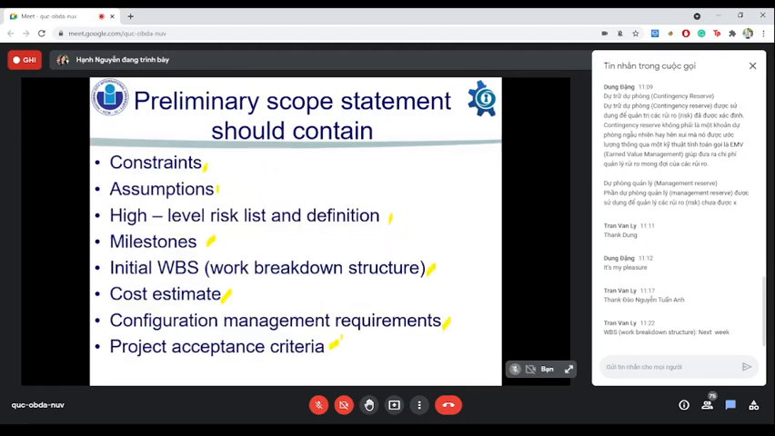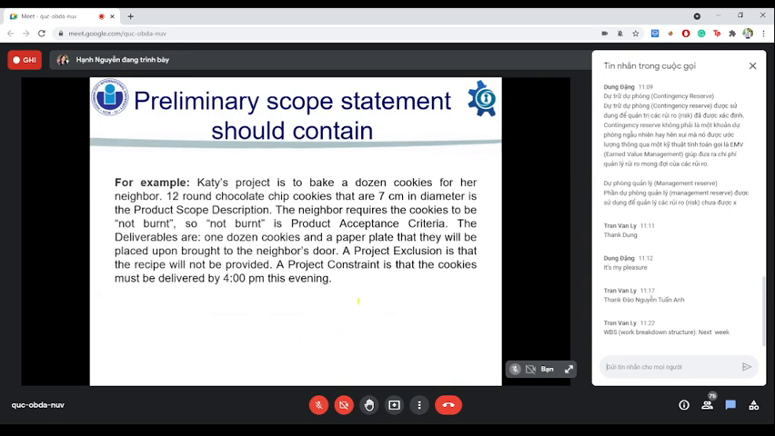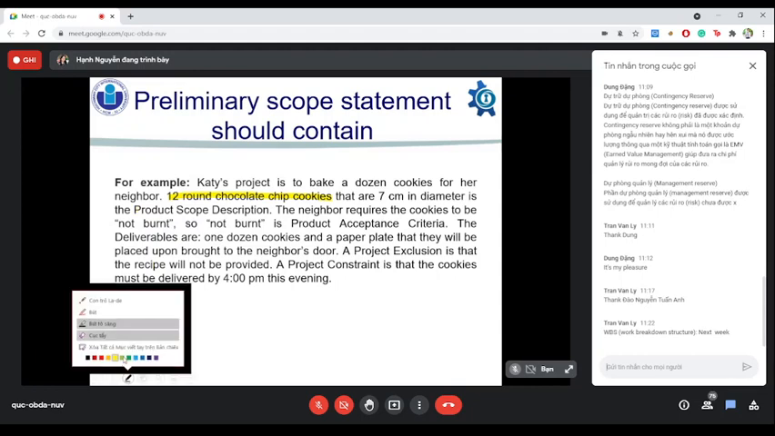I will give you a small example for you to grasp all of the ideas. So let's say Katie has a project. Her project is to bake a dozen cookies for her neighbor. Okay, so she will bake 12 round chocolate chip cookies that are 7 centimeters in diameter. So the product scope description of her project is 12 round chocolate chip cookies with a 7 centimeter diameter, right? Very simple.